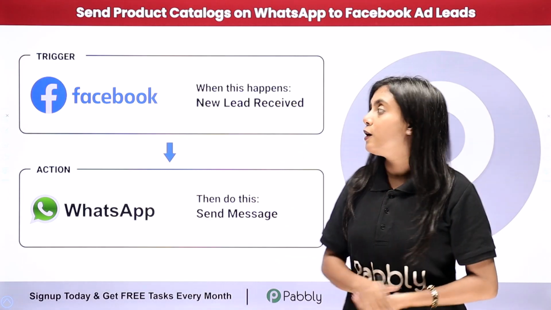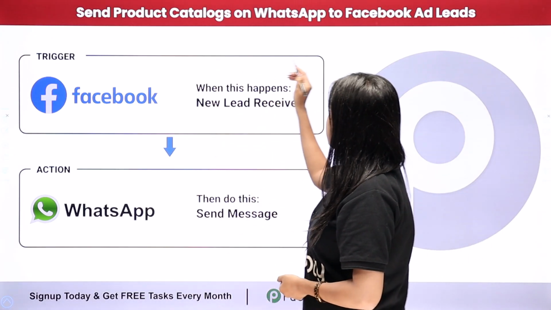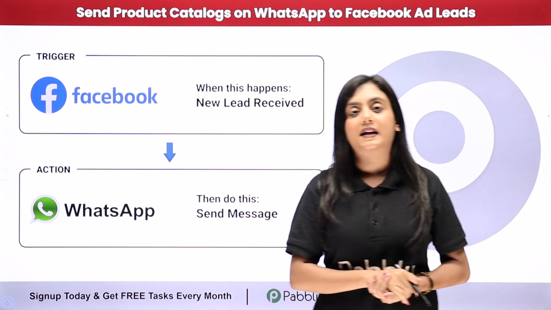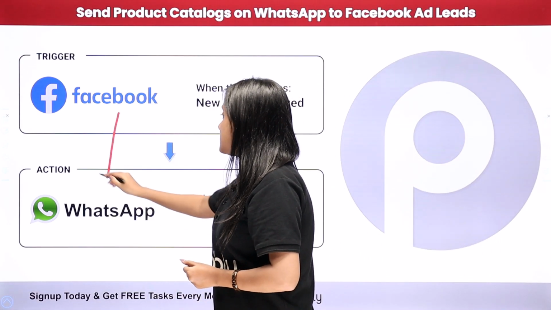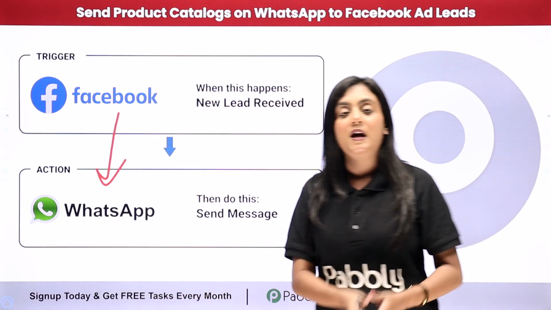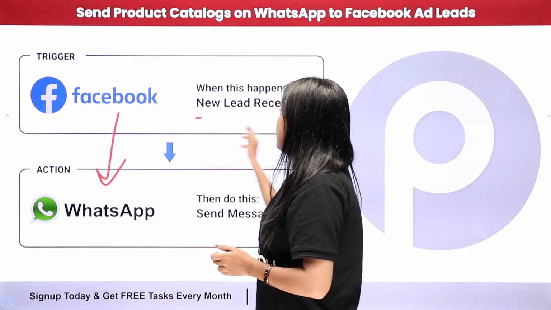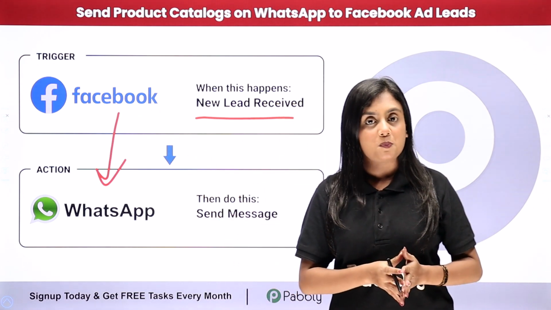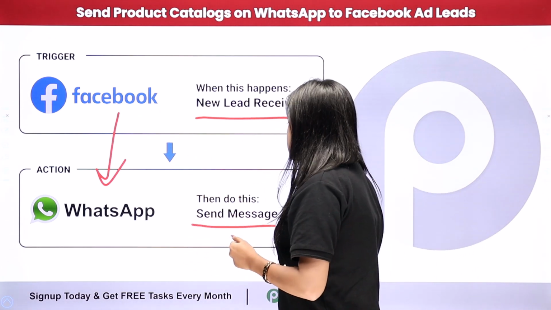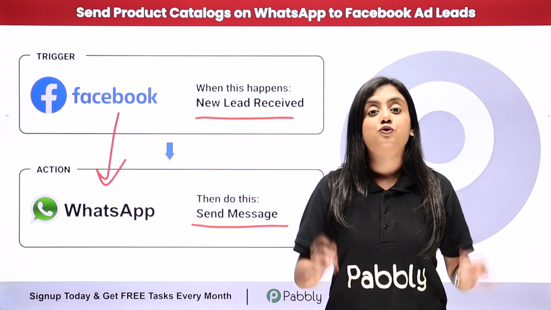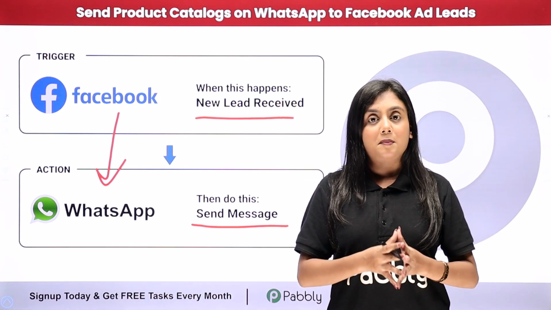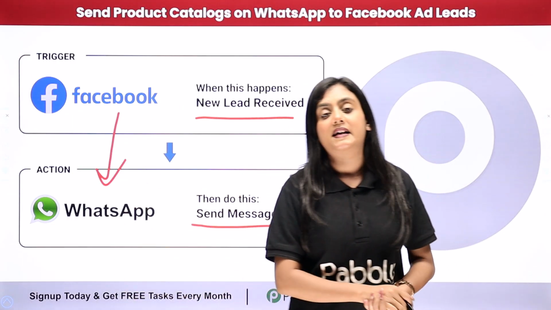In this video we are going to learn how you can send product catalogs on WhatsApp to Facebook ad leads. Yes. We are going to build a connection between Facebook lead ads and WhatsApp in such a way that whenever a new lead is generated through Facebook lead ads, a product catalog message is automatically forwarded to the lead. And you do not need any coding and programming skills to create this amazing connection.